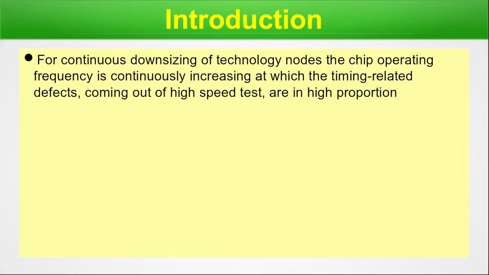Introduction. For continuous downsizing of the technology nodes, the chip operating frequency is continuously increasing, at which the timing-related defects coming out of high-speed tests are high in proportion. Now, folks, you might have noticed that today your mobile phone processor's gigahertz processing speed is increasing with every new generation, and IR-Drops are very much relevant for this high-speed switching operation. We'll come to that point later.